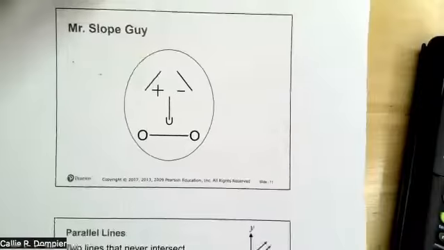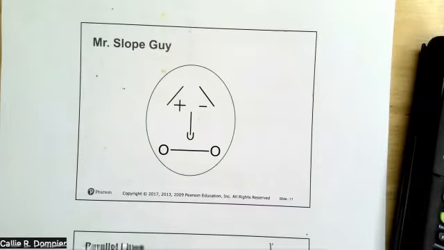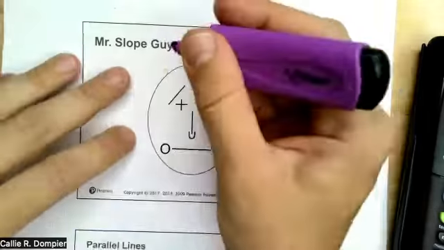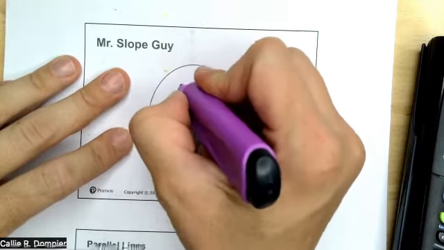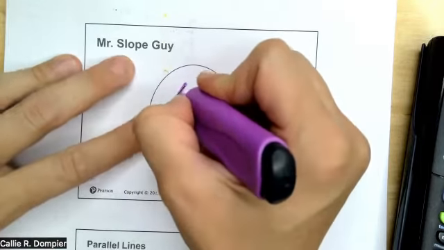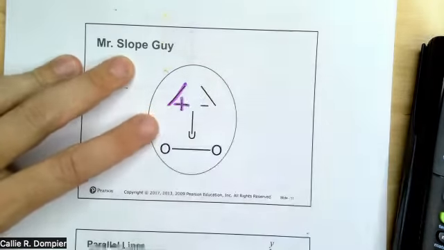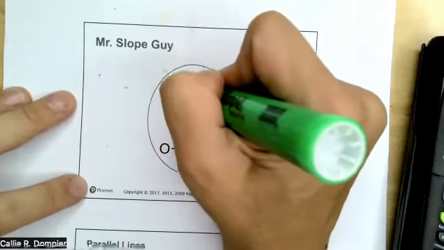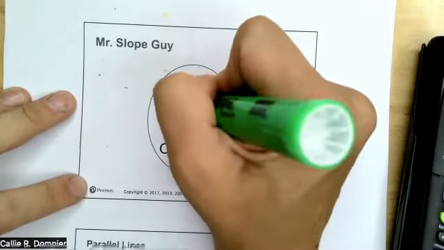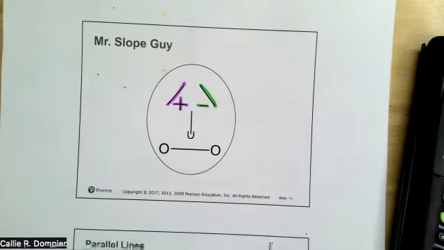Mr. Slope Guy, a face if you would like. Good. All right. I like to think of it as like I'm walking on the graph, but you can also make this face. So that is a positive slope. If I encounter it and I start walking downhill, that's a negative slope. Good.